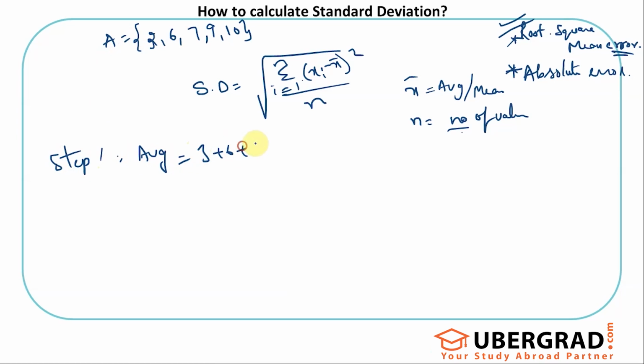That's 3 plus 6 plus 7 plus 9 plus 10 by 5. 9, 16, 25, 35 by 5. 7 is my average. Right? Now what is the next step?